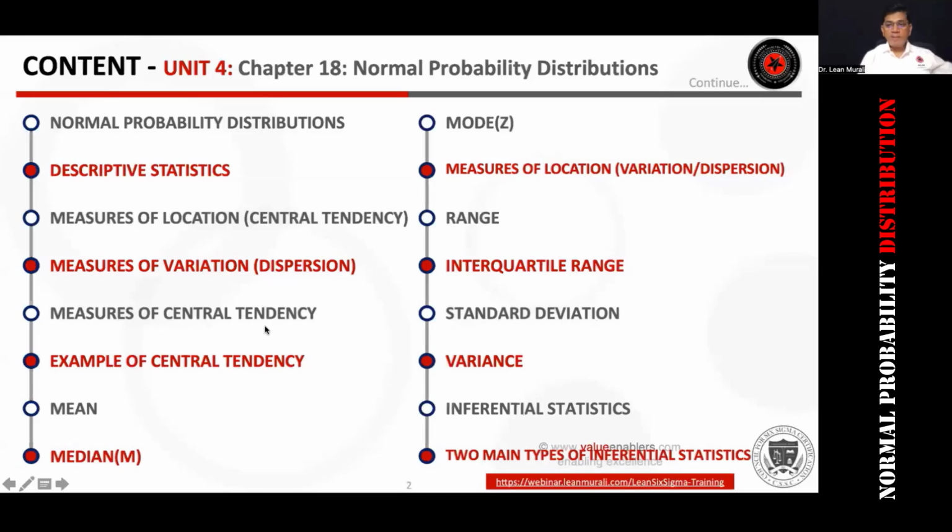There are two types of statistics: inferential statistics and descriptive statistics. You can type DS and IS in the chat box. How do you describe data? How do you infer from the data?